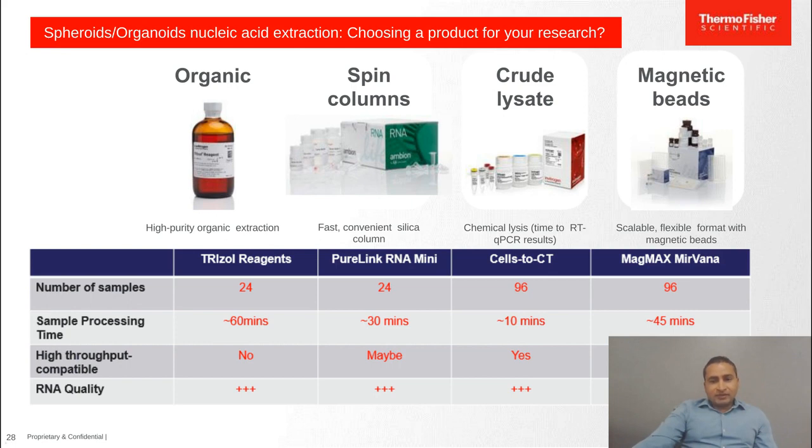Extraction with TRIzol may be desired if you're pooling multiple spheroids or organoids, like if you need to get a really good gene expression profile from small spheroids. And again, each of the methods comes with good quality RNA for your downstream assays, depending on what your needs are.